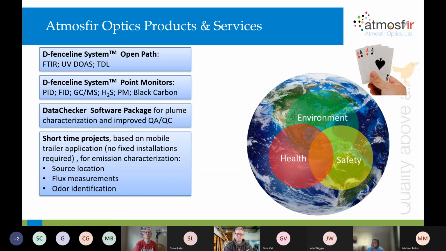Our product line is the Defense Line system, and we can use an open path instrument. Today we're going to talk about the technology of FTIR and UV DOAS, because that was required in the implementation of Rule 1180, and also the combination of point monitors for H2S and black carbon.